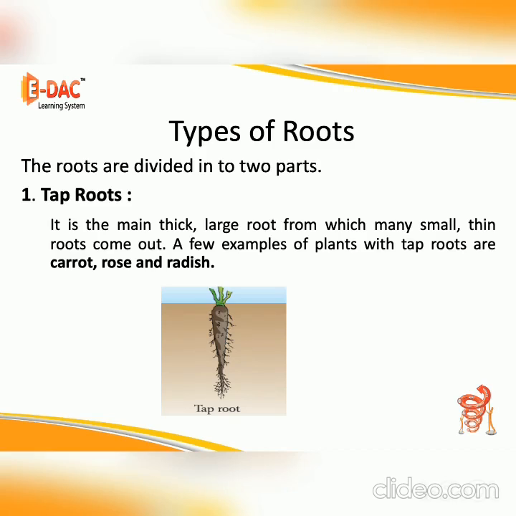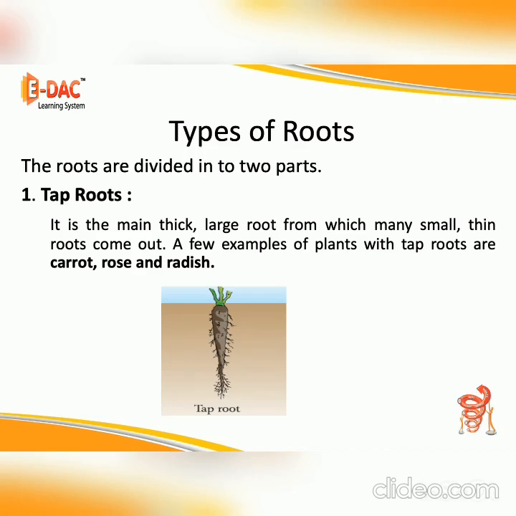Now, let us learn more about the root system. And also, while learning about the root system, we'll learn more about the roots. So, as already shared, the root system is the part of the plant which lies under the soil. So, roots are hidden in the soil. There are two types of roots.